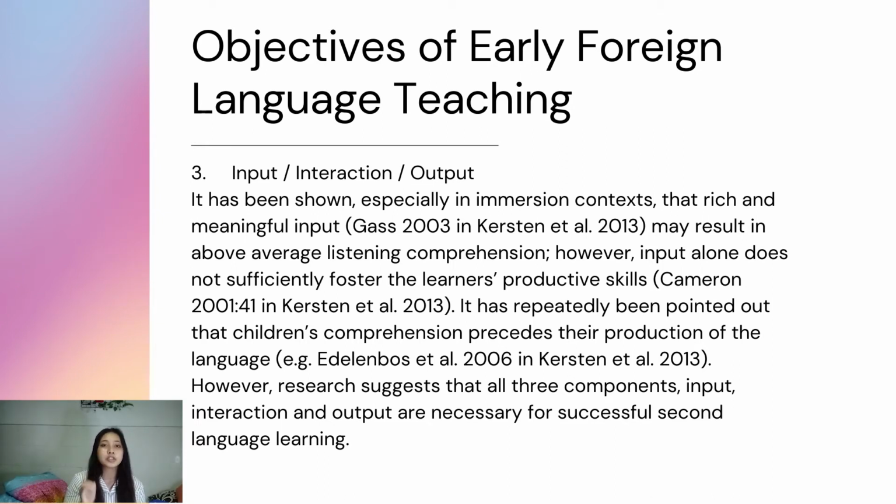It has been shown, especially in immersion contexts, that rich and meaningful input, Gass 2003, may result in above average listening comprehension. However, input alone doesn't sufficiently foster the learner's productive skills, Cameron 2001, page 204. It has repeatedly been pointed out that children's comprehension precedes their production of the language, from Elsner et al. 2006. However, research suggests that all three components, input, interaction, and output, are necessary for successful second language learning.